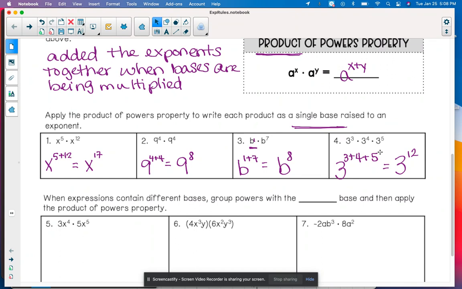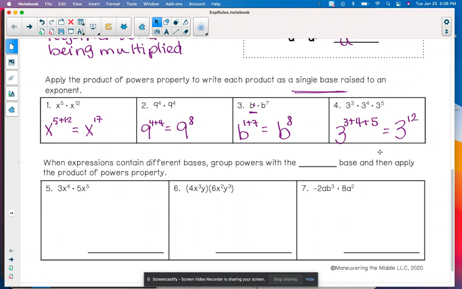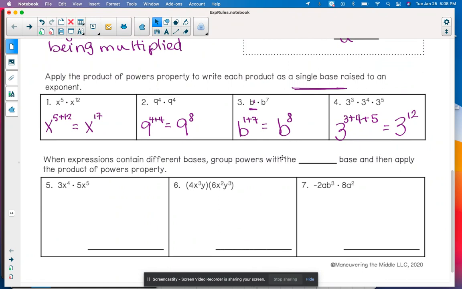So finally, when expressions contain different bases, group powers with the same base. So again, we're looking for the same base, and then we apply the product of powers property. A general rule of thumb is I always like to tackle the numbers first. So group your numbers together, then group everything with the same base together, and then we can simplify. It just makes it easier to look at.